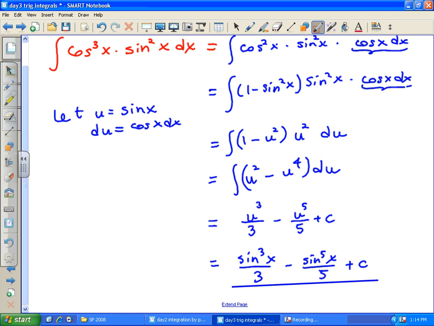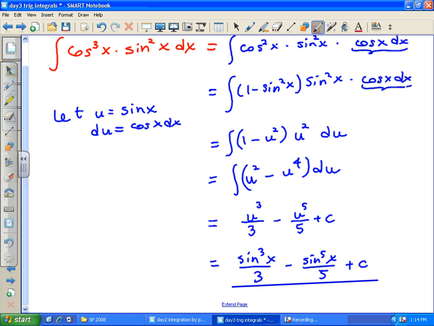Okay, I want to ask you, could I have done the same problem? Instead of separating on the side a cosine x dx for my du, could I have done this problem with separating a sine x dx on the side for my du? Could I have split a sine x on the side? What would be the problem then?